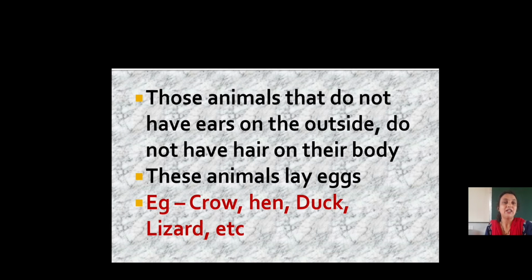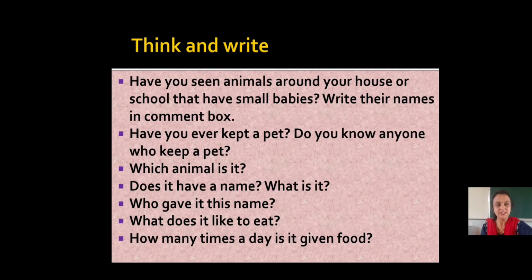Those animals that do not have ears on the outer side, do not have hair on their body, these animals lay eggs. Example, crow, hen, duck, lizard, etc. Okay, see the examples again. Crow, hen, duck, lizard, etc. These animals lay eggs. Now we have asked you some few questions.